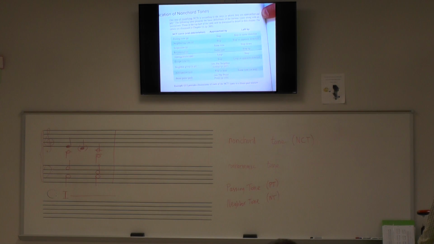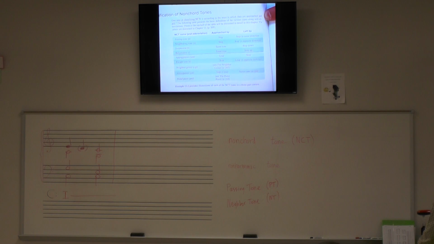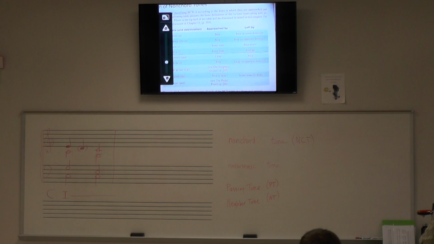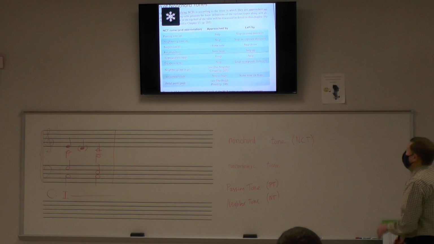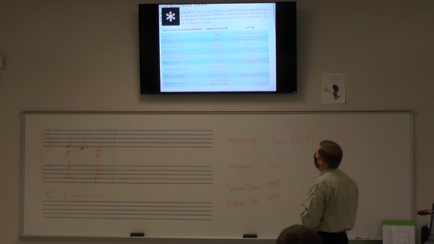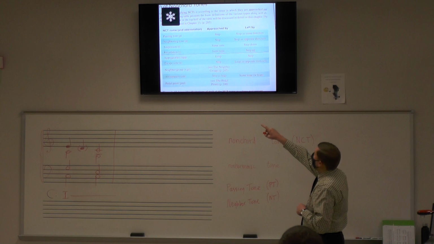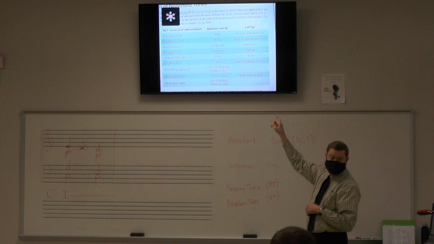There's this nice green, you guys, it's not easy being green. There's this nice green table on page 186 in your book, and I don't know if you can see that very well, but at the top of the table, it says there's a non-chord tone name and its abbreviation. And by the way, the book uses a different abbreviation than I do. Who cares, right? So there's the non-chord tone name, and this defines it. How is it approached by and how is it left by?